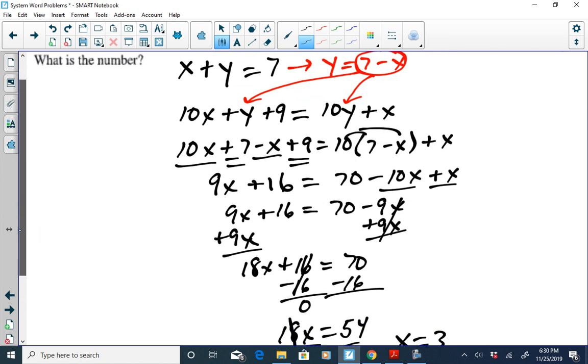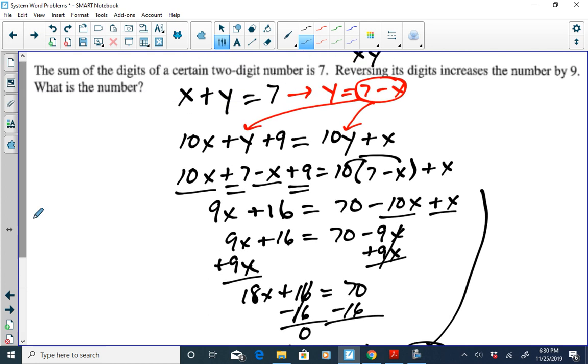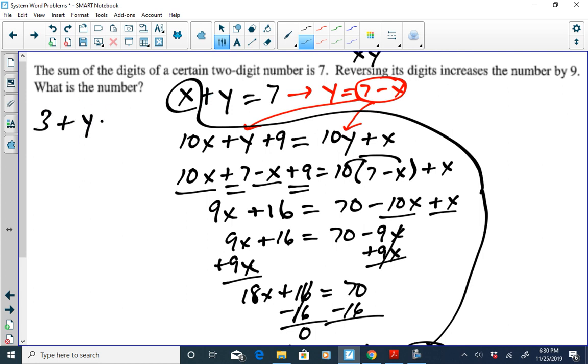Now if x is equal to 3, I'm going to take that 3 and go all the way back into this original equation all the way up here, and replace x with 3 to find y. So we have 3 plus y is equal to 7, so that means y is going to be equal to 4. So what is the two-digit number? Well, the x value is 3, the y value is 4, so our two-digit number is 34.